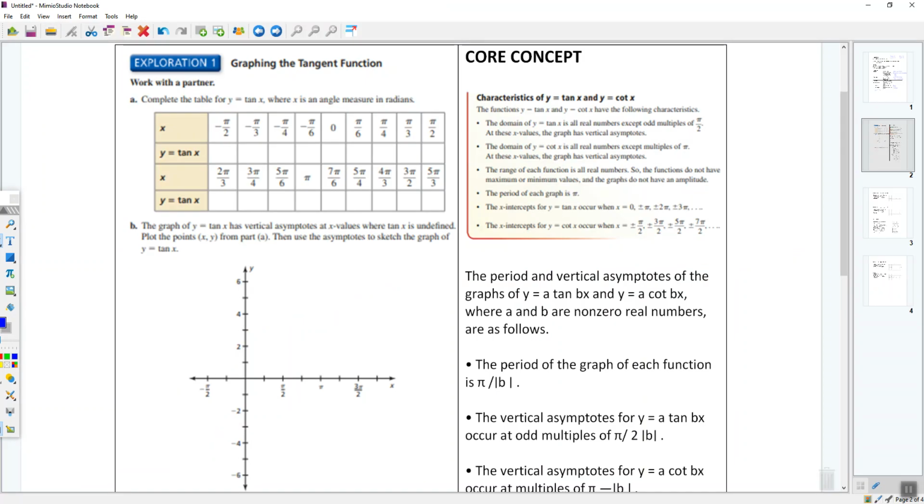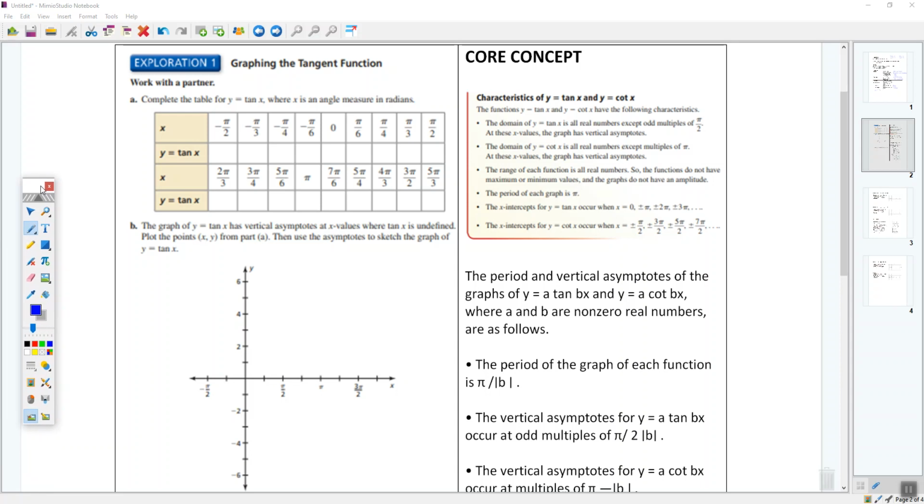I'm not going to fill that table in. We kind of did that already. But I'm going to tell you right now, the values I want you to worry about are up here. Okay, and I'm going to tell you which values I want you to really focus on. At negative pi over 2, our function was undefined. I want you to put that value in there.